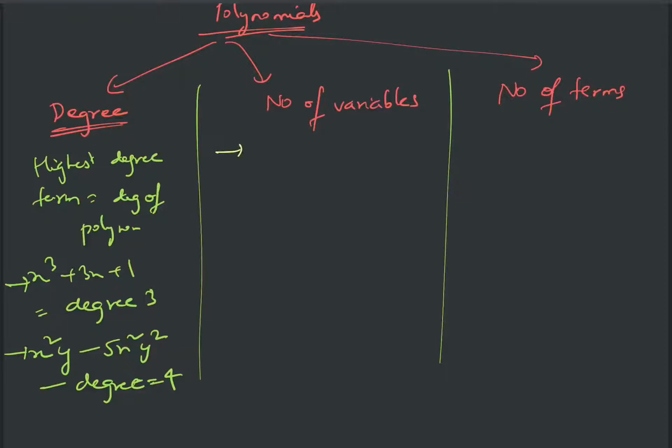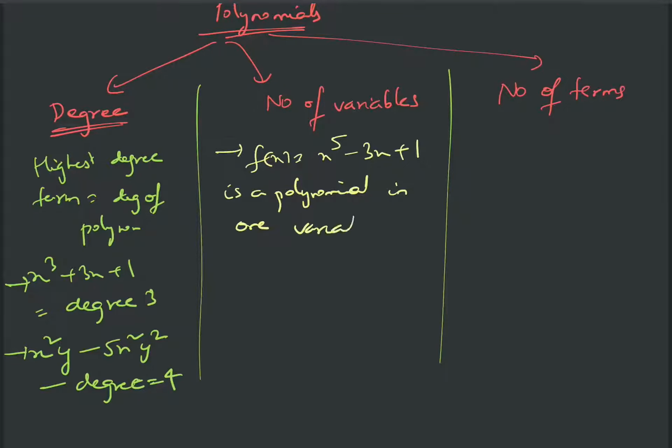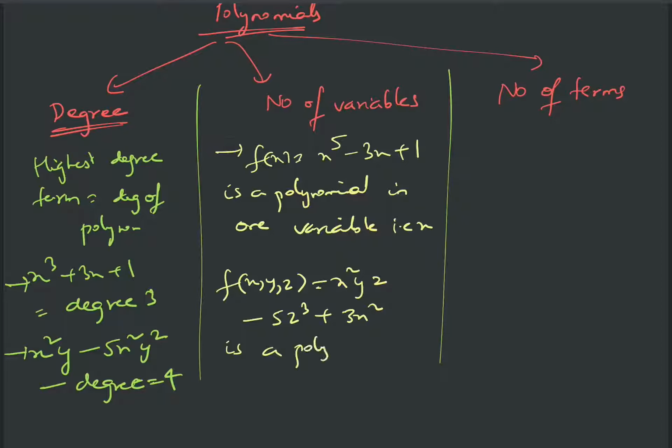So if there is only one variable involved in a polynomial, say if f of x is equal to x^5 minus 3x plus 1, then this is a polynomial in one variable, that is x, right? Say if I have f of x, y, z as x square yz minus 5z cube plus 3x square, then this is a polynomial in three variables x, y and z.